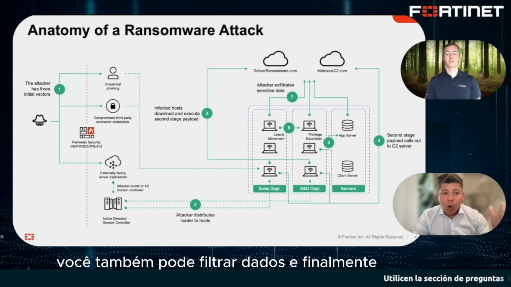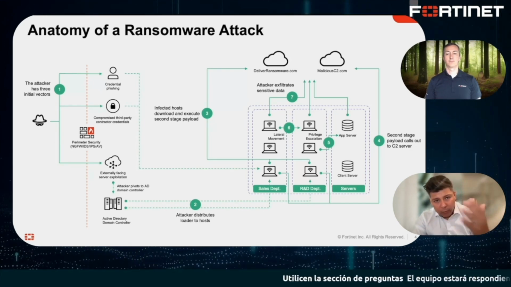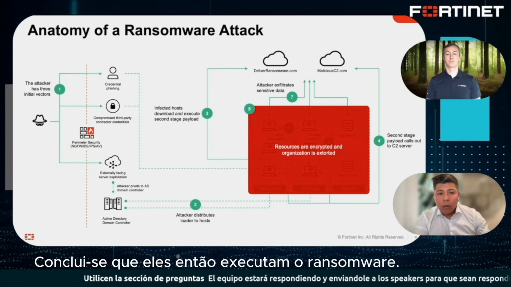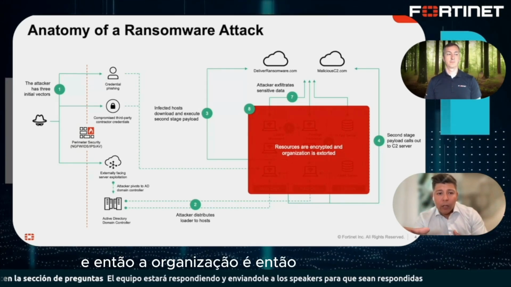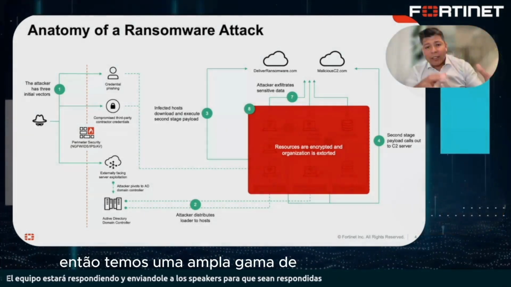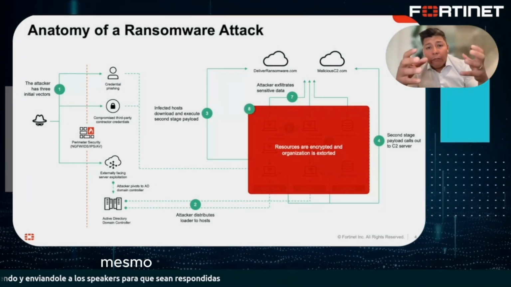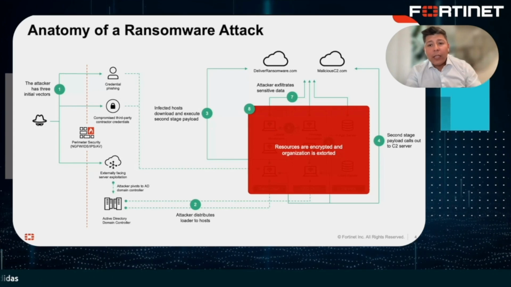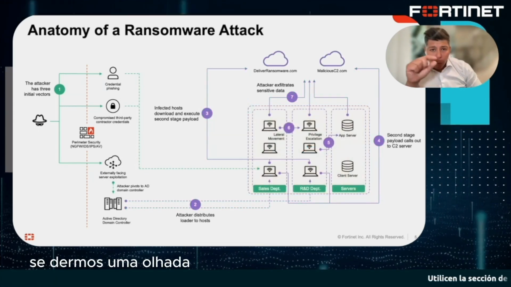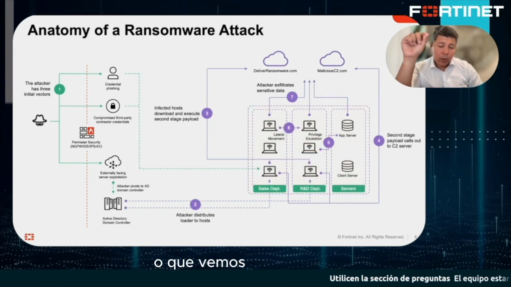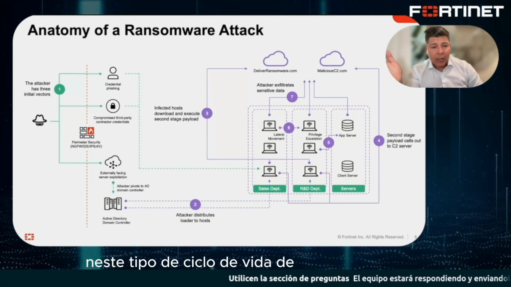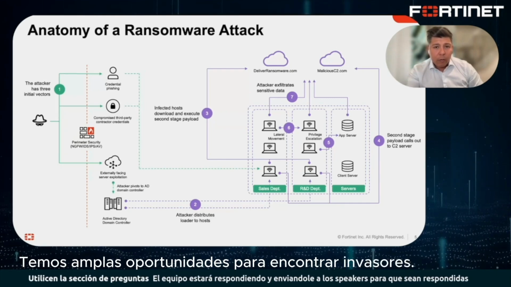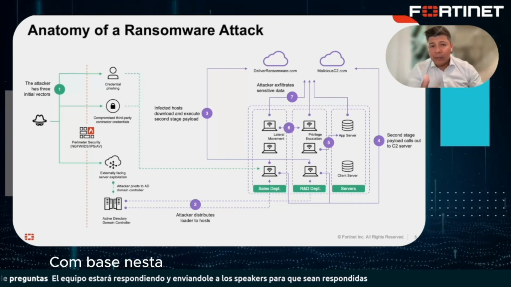And then lastly, only after all of these steps are concluded do they execute the ransomware, and then the organization is extorted. So we have a broad range of activity happening on the network before that ransomware even gets launched. What does this mean? If we take a look at all of the purple items we see here in this life cycle of an attack, we have ample opportunity to find attackers based on this activity.